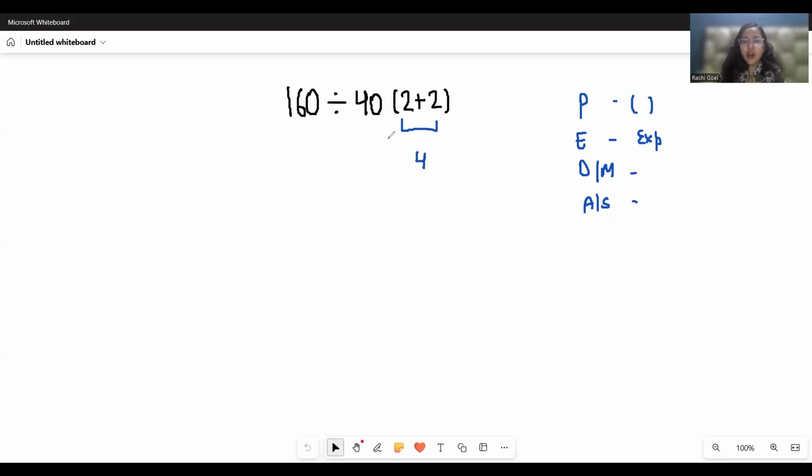So if we see first the parenthesis, that is the bracket, first solve the bracket: 2 plus 2 is 4. Now there is no sign between 40 and 4, so always a multiplication sign comes here. Write the rest like this. So 160 divided by 40 times 4.